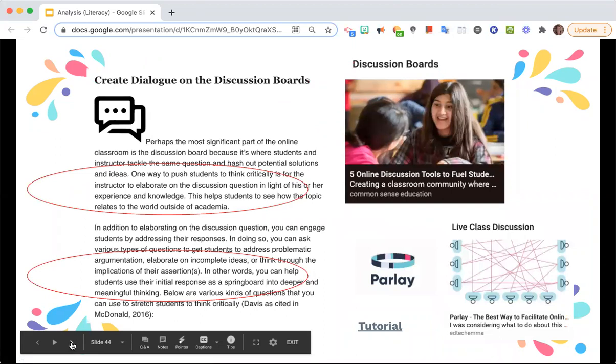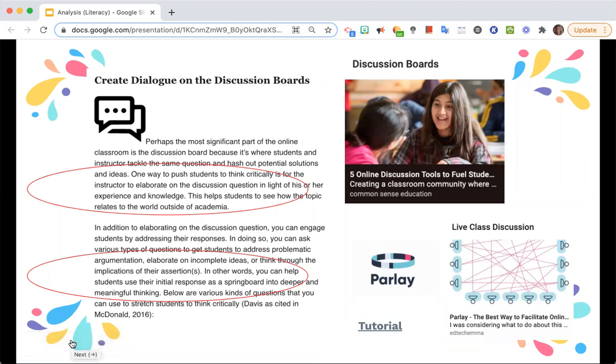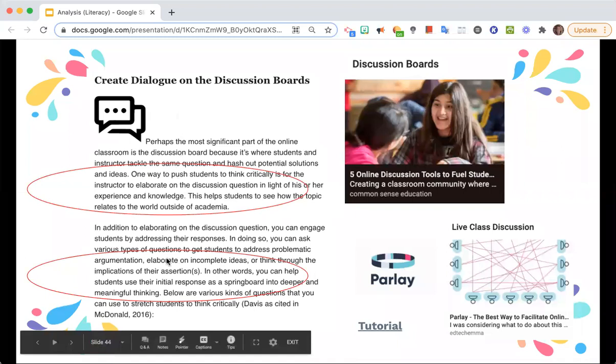If you're interested in having more discussions in your classroom, this is a slide that has some resources for online discussion boards for those of you who are online, and it also provides the impact of discussions in your classroom.